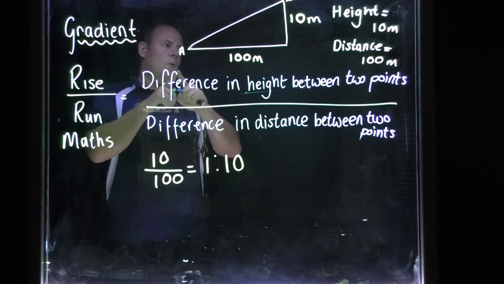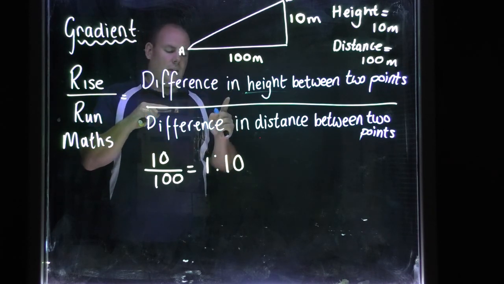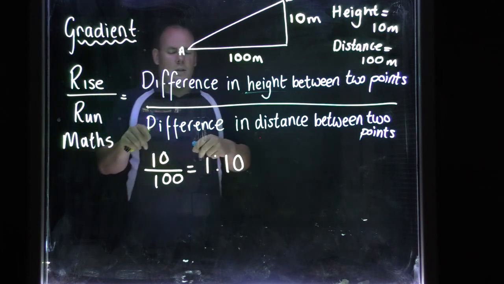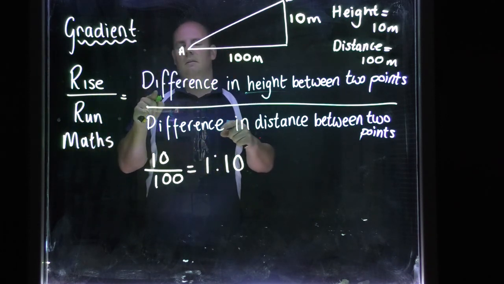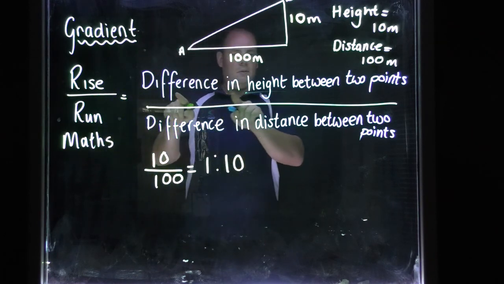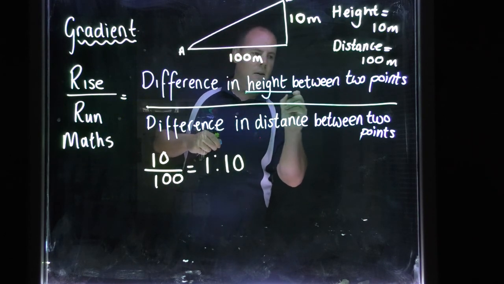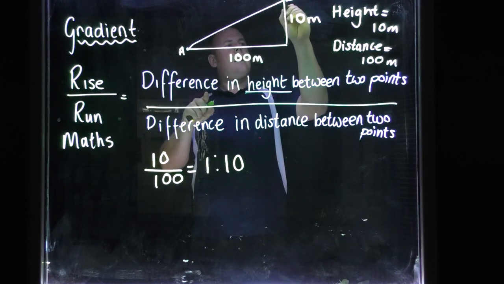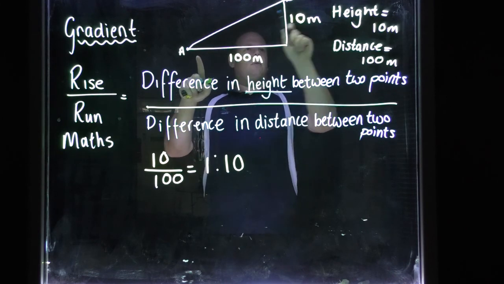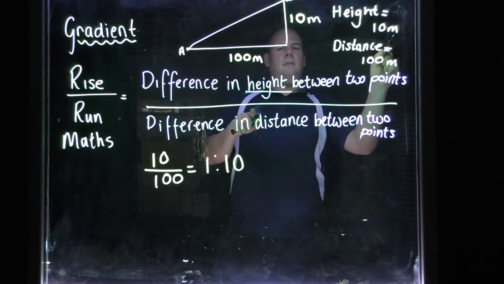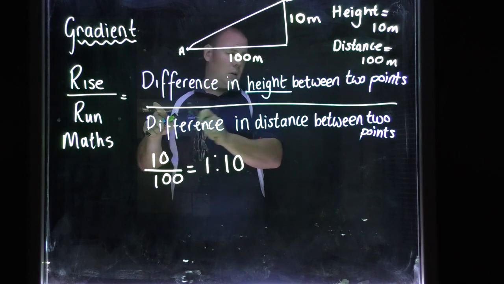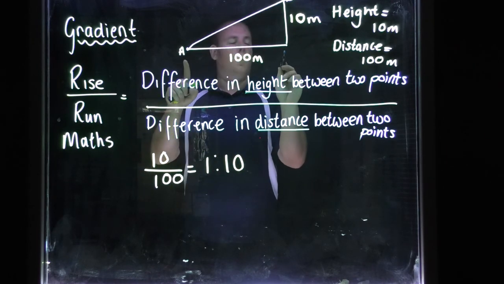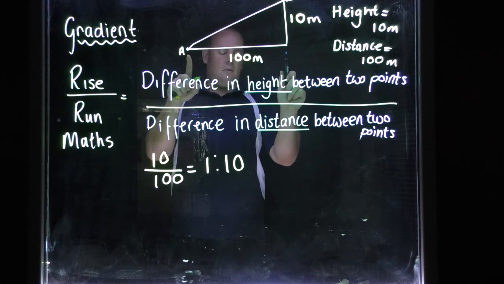I'm going to explain first of all what it means in geography and then how we write it, and what these words and the numbers mean. So gradient in geography talks about the difference in height between 2 points. If we're looking at the difference between A and B, the difference in height is 10 metres. Then we look at the difference in distance between the 2 points. So this will be 100 metres.